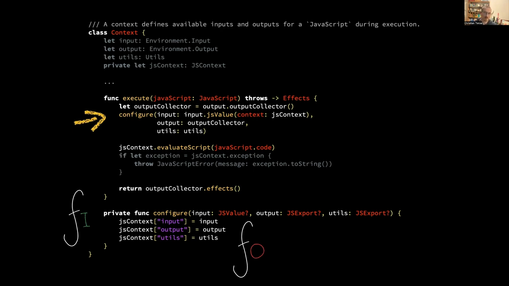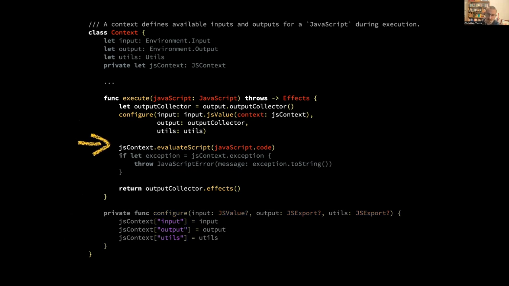So what does this JS context subscript with the input and output strings do? It creates a new global variable inside of the JavaScript execution context in the environment. So the script doesn't have to declare input and output variables. It can use them. And before this change, the script couldn't. So we're injecting input and output into the context for execution, and then we have access to this.